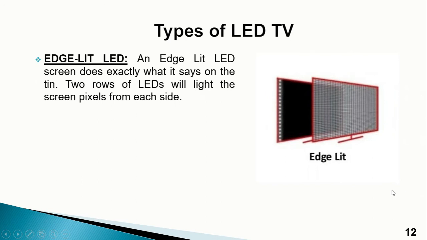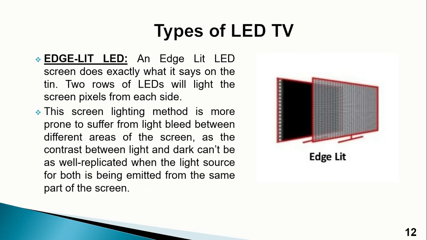Now types of LED TV. Edge-lit LED. An edge-lit LED screen does exactly what it says on the tin. Two rows of LEDs will light the screen pixels from each side. This screen lighting method is more prone to suffer from light bleed between different areas of the screen, as the contrast between light and dark cannot be well replicated when the light source for both is being emitted from the same part of the screen.